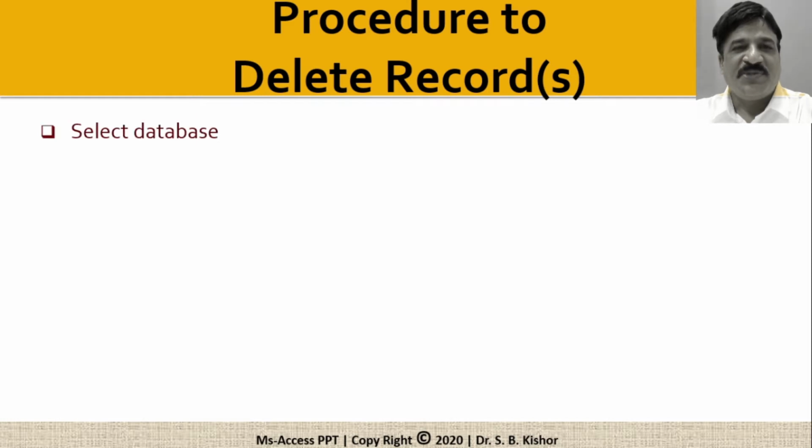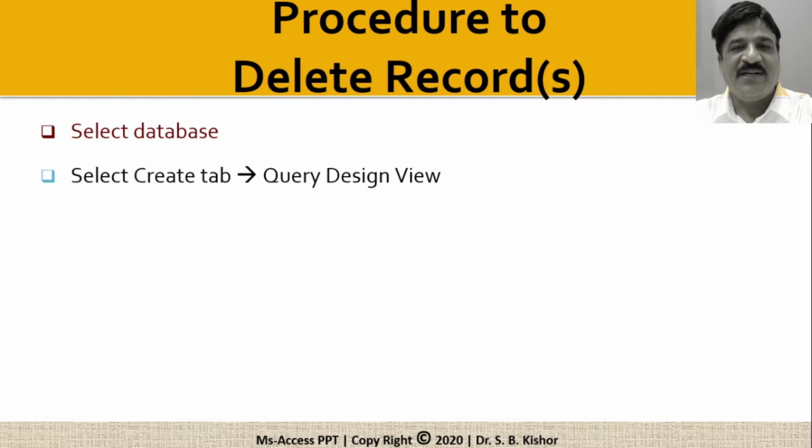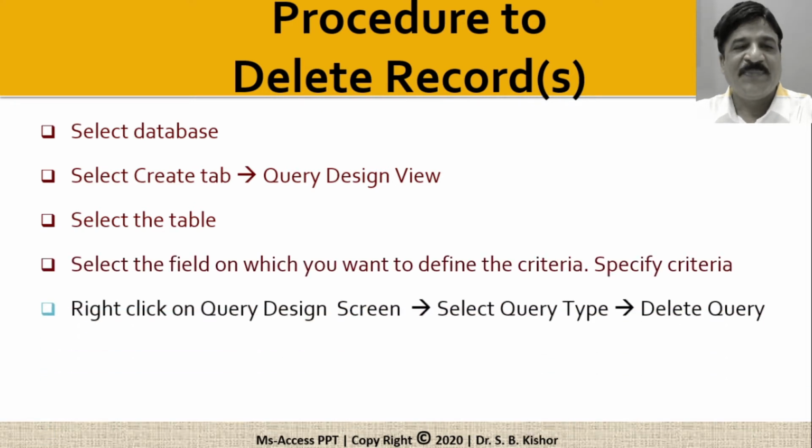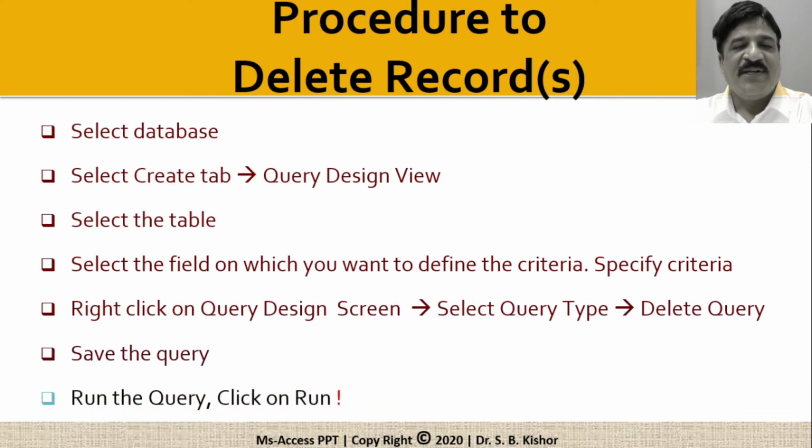This is the procedure to delete the records. First of all, you need to select the database, then select the Create tab and then Query Design view. Select the table, then specify the field on which you want to define certain criteria. Then right click on the design screen, then select the query type. Here you are going to select a delete query. Then save the query and finally run the query. Of course, we are going to do all these things during our practical session. This is just for your reference purpose.